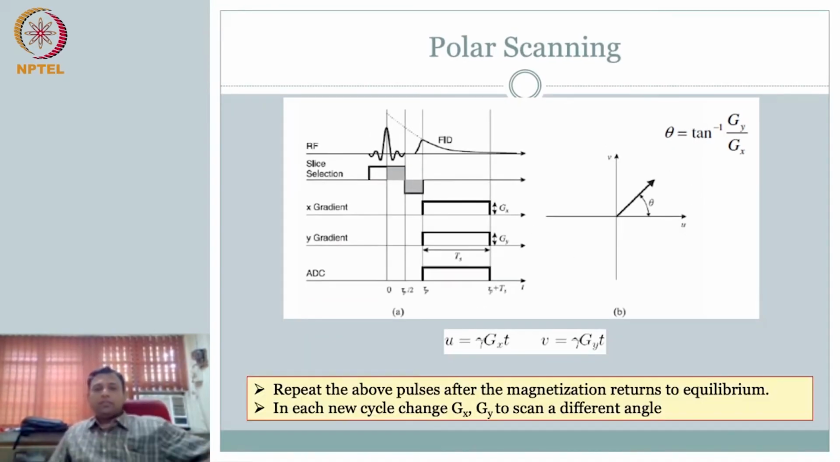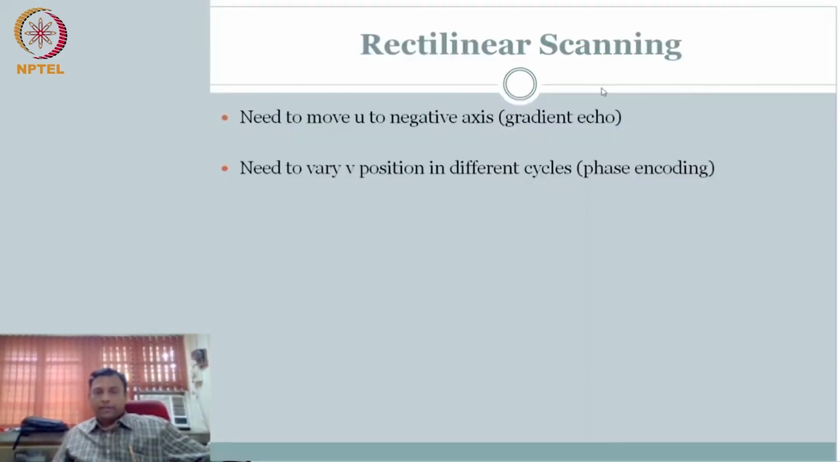So you repeat this with different Gx and Gy values, you can cover the entire space. Fantastic, right? Simple. Once you have the entire space, take inverse Fourier transform, we will get the image. So job done. Okay. So now what we need to do is, we need to have a way to do two things. If you have to do rectilinear, you have to go to the negative axis and you have to move along V. Okay, so for rectilinear scanning, you need to move to the negative axis, and we will use a concept called gradient echo for that.